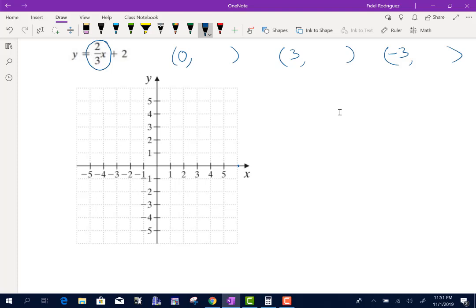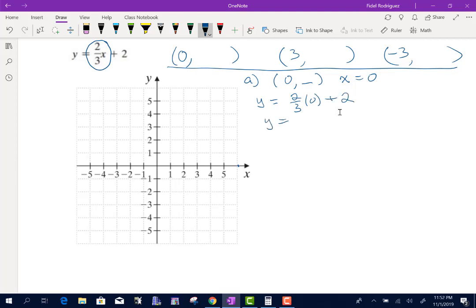Okay? So now we're going to go through in pieces. We're going to do part A. So part A, we have this part, 0, comma, blank. All that tells me is that x is 0. So when we plug in the first number, y equals 2/3 times 0 plus 2. Remember, 2/3 times 0 is still 0. And 0 plus 2 is equal to 2. So that's telling me right here we're going to write a 2. Now, when we do part B, we have the point 3, comma, blank, right? That just tells me that my x number is 3.